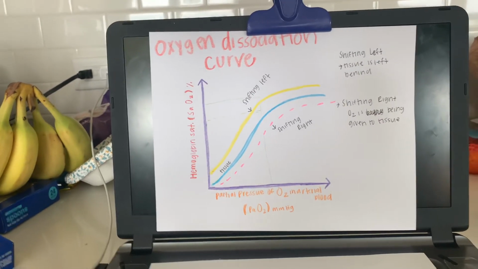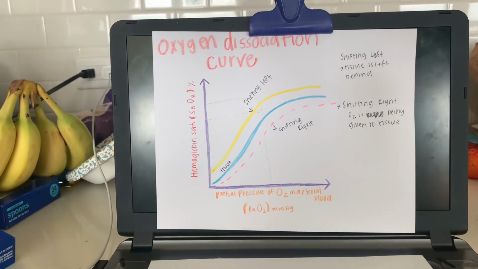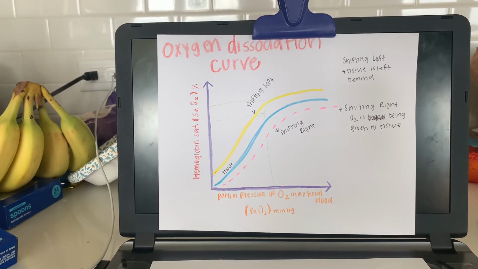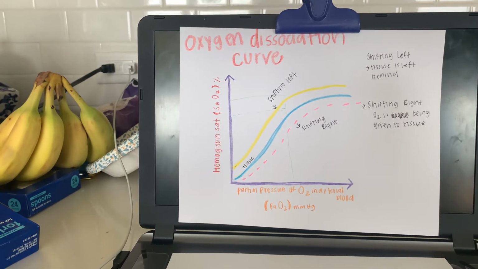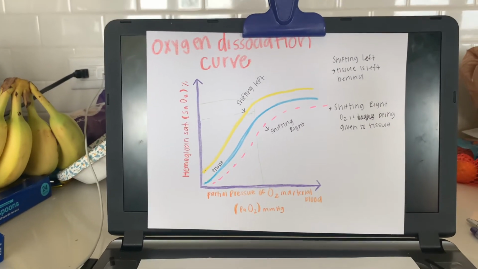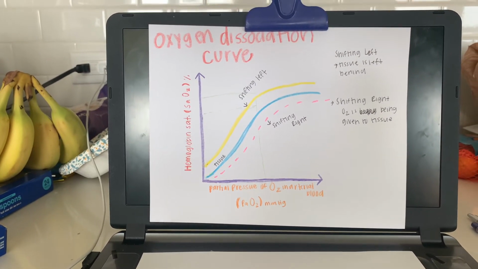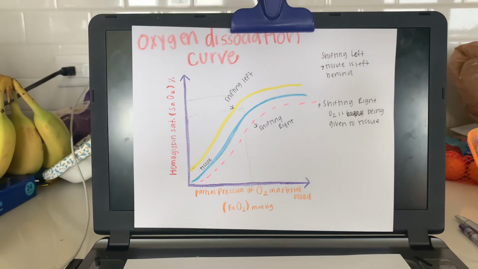So once again, the way I understand this whole art right here is that when you shift to the left, the tissue is being left behind, and when you shift to the right, the oxygen is being given to the tissue. And this is explaining the oxygen binding curve.